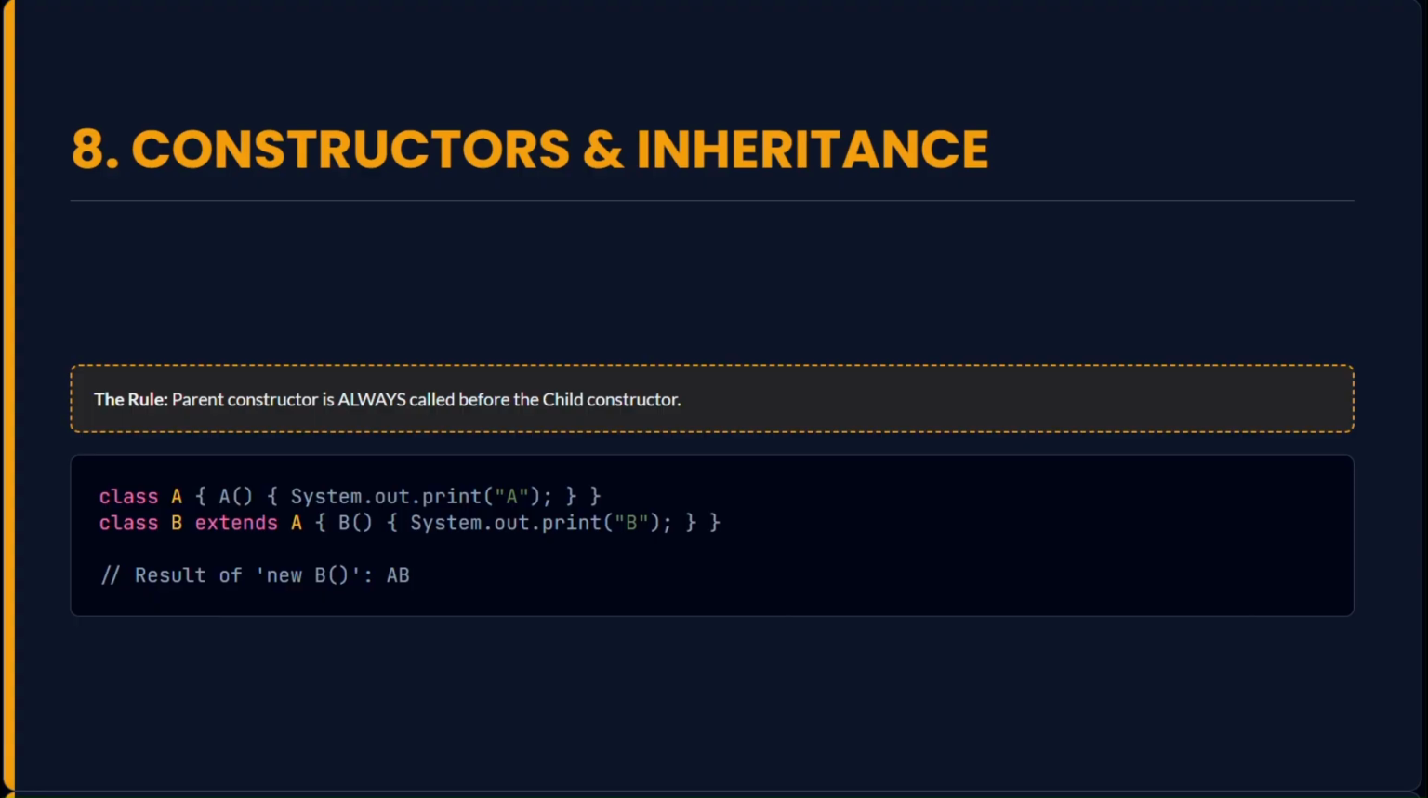This is a common point of confusion for beginners. What happens to the constructor during inheritance? The rule is simple: the parent is born before the child. When you create an object of the subclass, Java automatically calls the parent's constructor first and then the child's constructor. If you have a class B extending A and you say new B, the output will be AB, never BA. The base must be built before the extension, which means first the parent class, that is A, will be executed, then B.